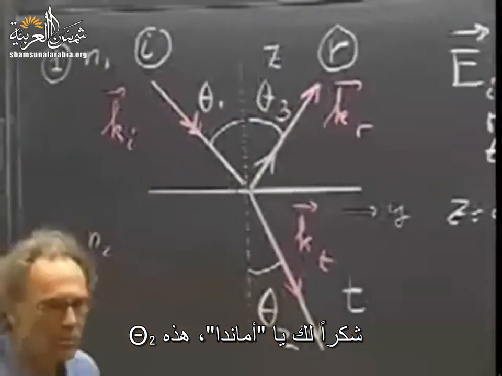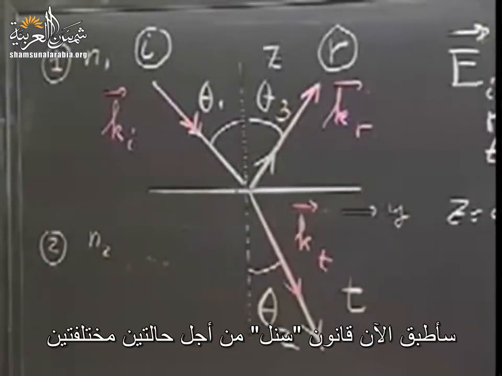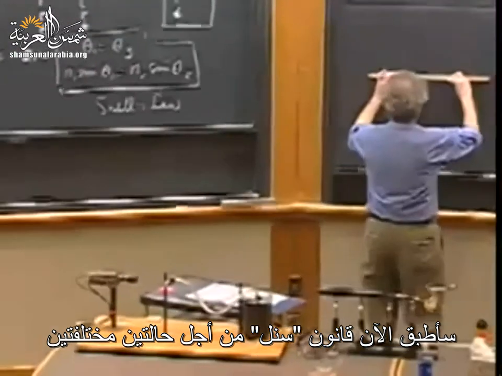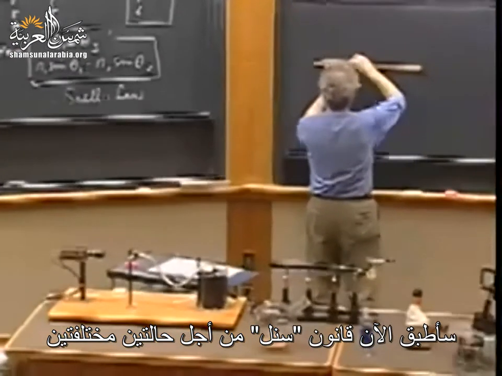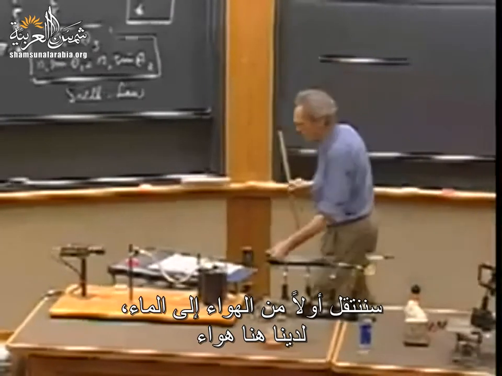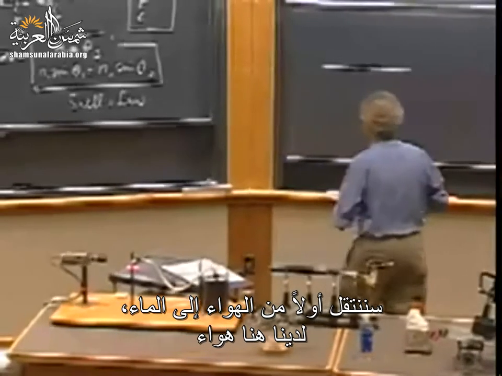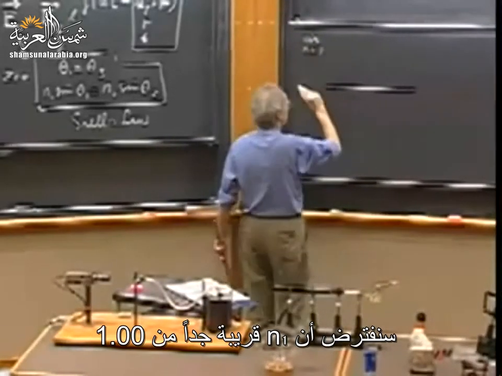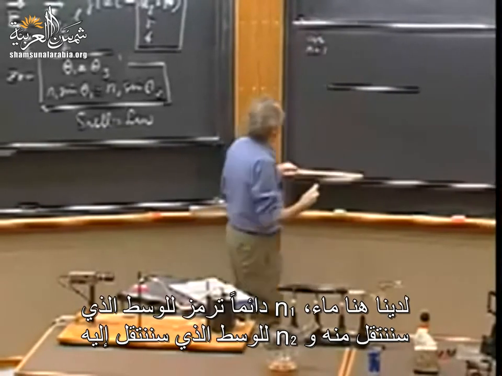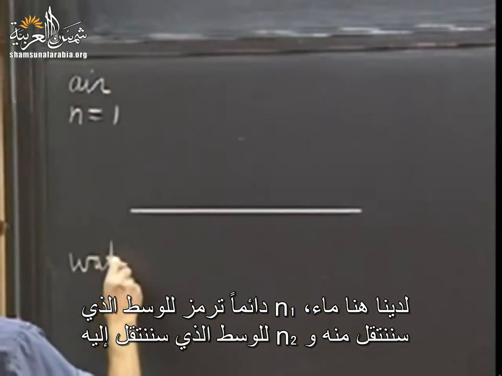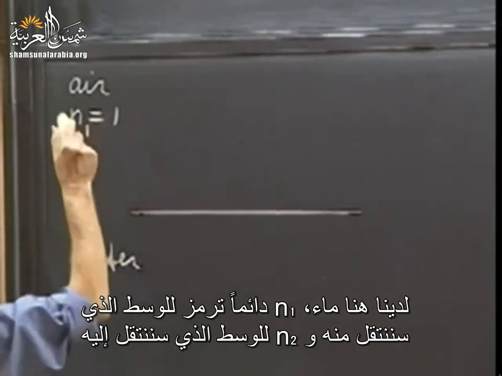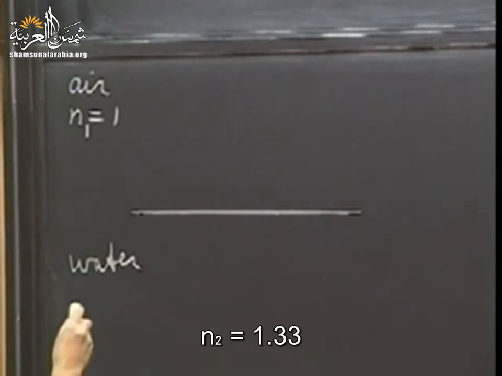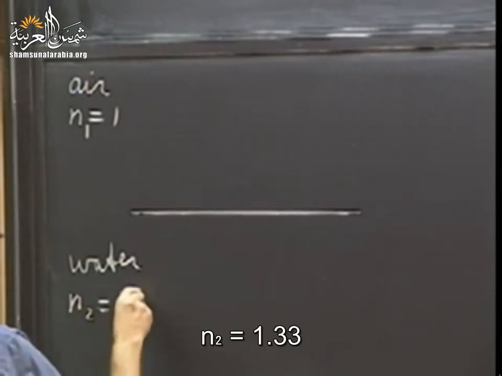Thank you. Much obliged. So now, I'm going to apply Snell's law for two different situations. I will first go from air to water. So here we have air, and we will just assume that n is very close to 1.00. And then here we have water, whereby, so this is n1. N1 is always where you are, n2 is where you're going. And so we have water, and so n2 is 1.33.